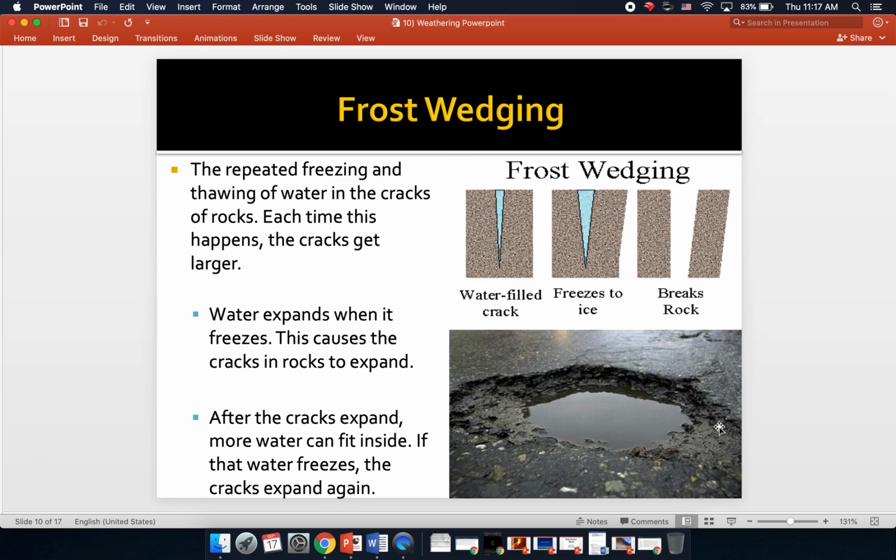A lot of potholes we see in the road happen this way. You might notice sometimes potholes tend to form in areas where there's constant shade and the sunlight doesn't seem to reach that place on the road very often. You don't often see that in the cities, but out in the rural areas you can see that.